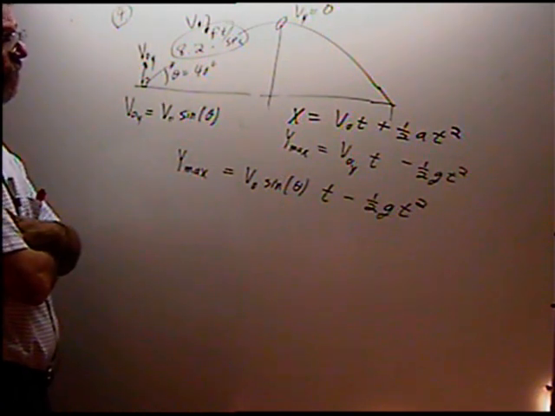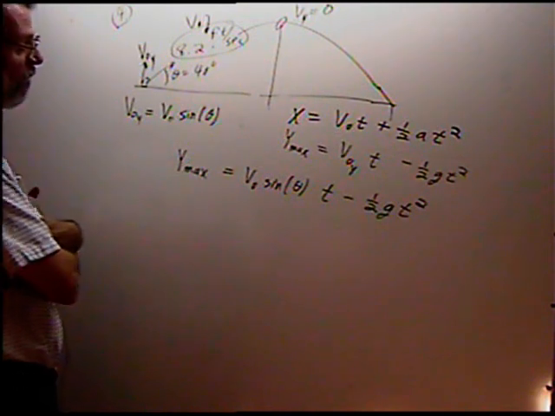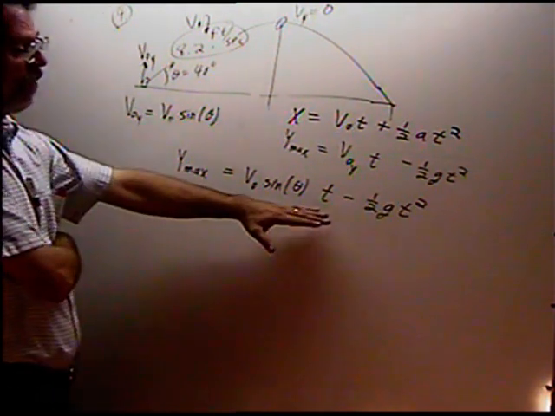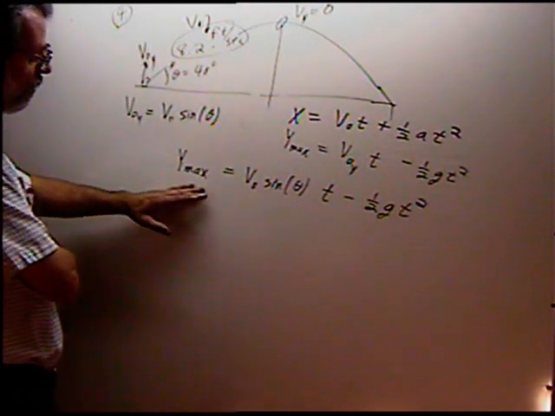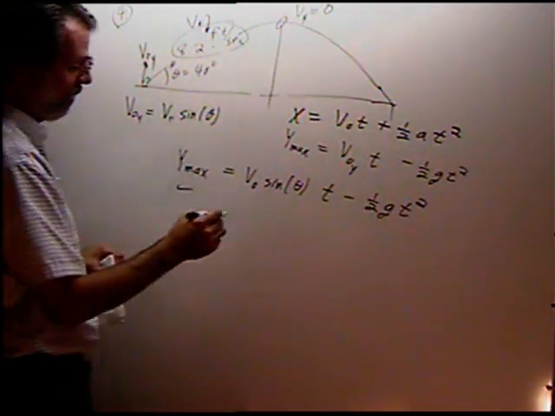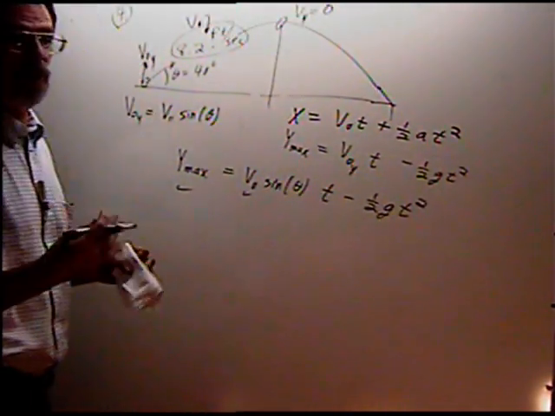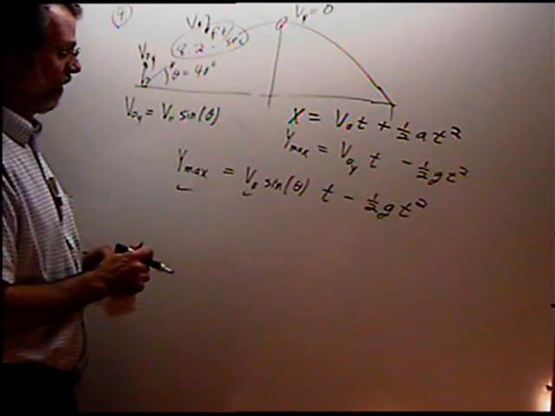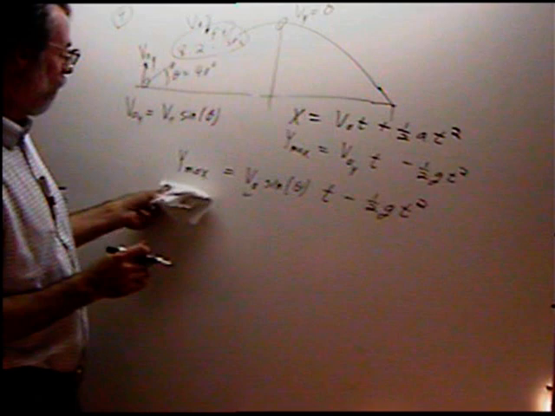So how would we be able to solve this? Notice that if you knew what this was, then you could plug this number in. If you knew what this was, you know what this is, you know what that is, you could solve for t using the quadratic equation. But you first have to know what y max is. How would you know what y max is?